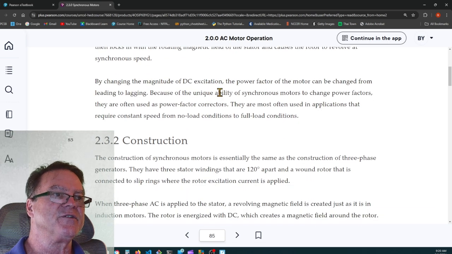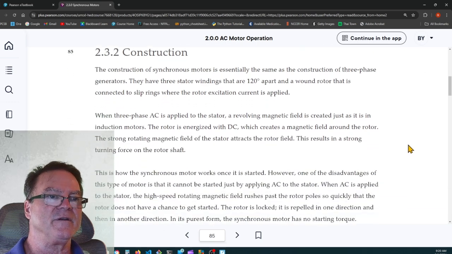By changing the magnitude of the DC excitation, the power factor of the motor can be changed from leading to lagging. Because of the unique ability of synchronous motors to change power factors, they're often used as power factor correctors. They're most often used in applications that require constant speed from no load to full load conditions. Very good.